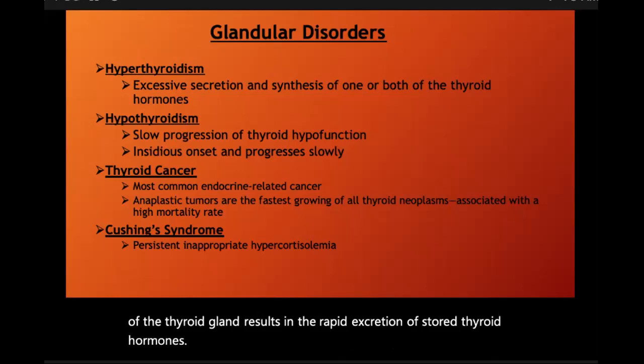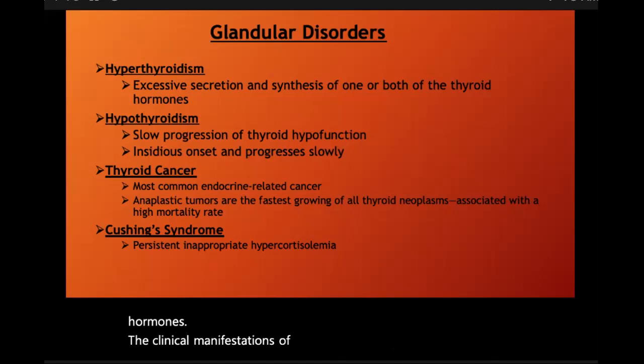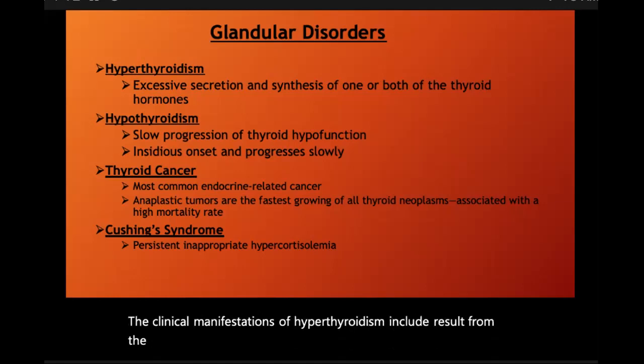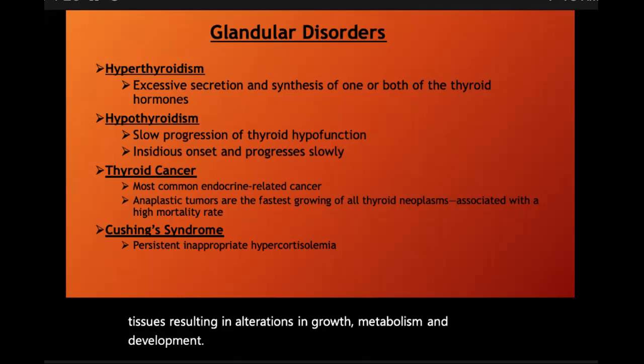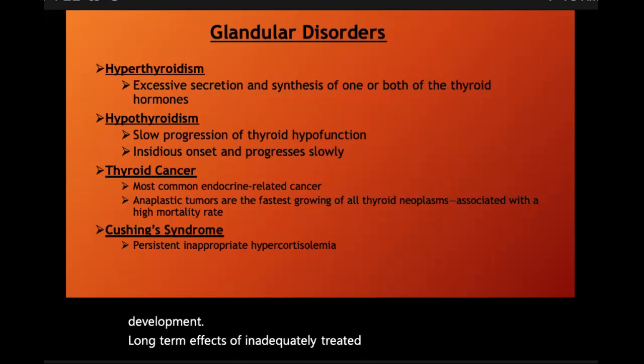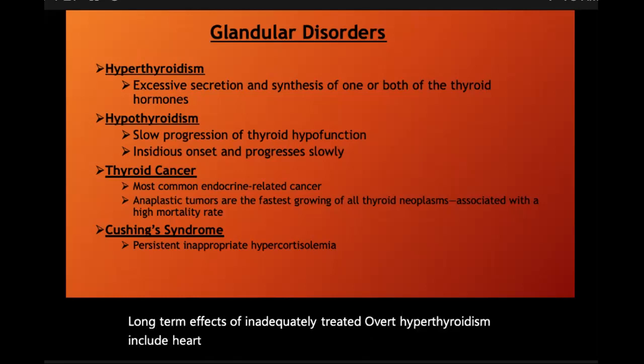The clinical manifestations of hyperthyroidism result from the excessive thyroid hormone on body tissues, resulting in alterations in growth, metabolism, and development. Long-term effects of inadequately treated overt hyperthyroidism include heart disease, osteoporosis, mental illness, and infertility.